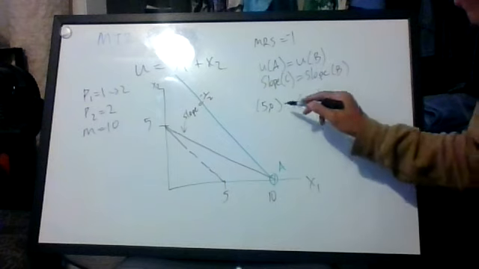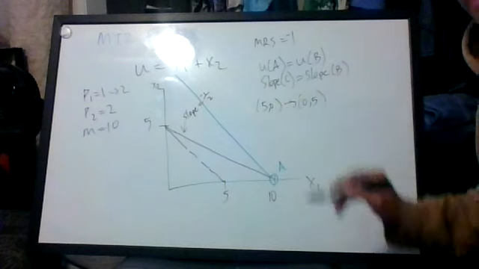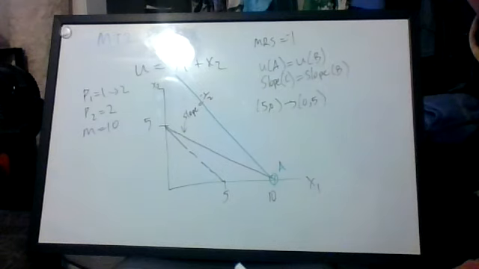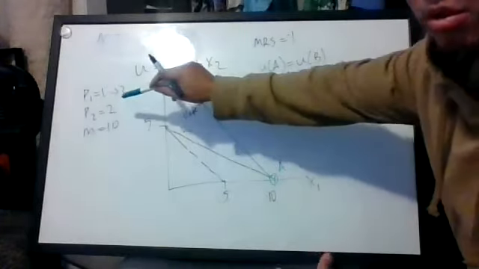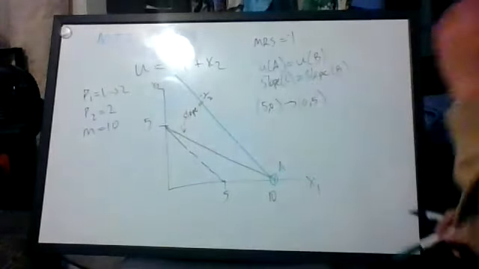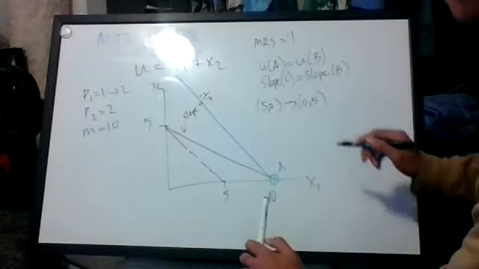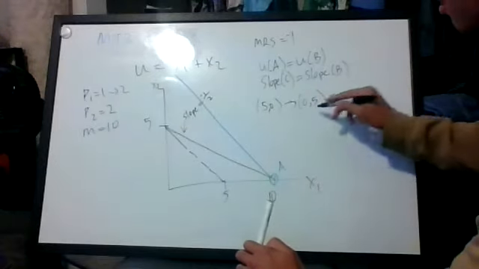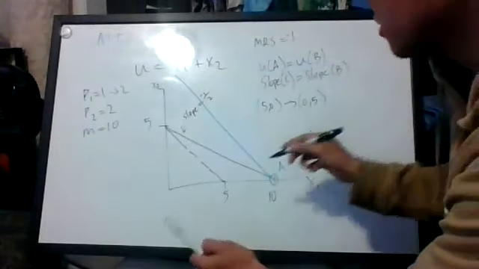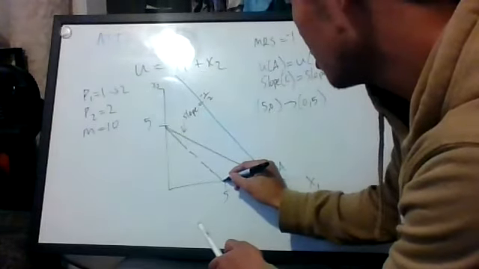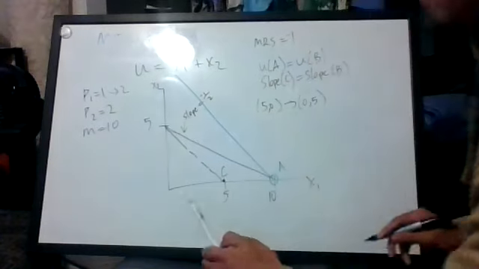Does everybody understand why we're going to be able to consume anywhere on this line, by the way? Hopefully you guys should be familiar with that, and that's because the MRS has the same slope as the budget constraint. So that's going to be the total effect, what's ultimately going to be our point C. So let's just say point C is right here, for example. Okay?